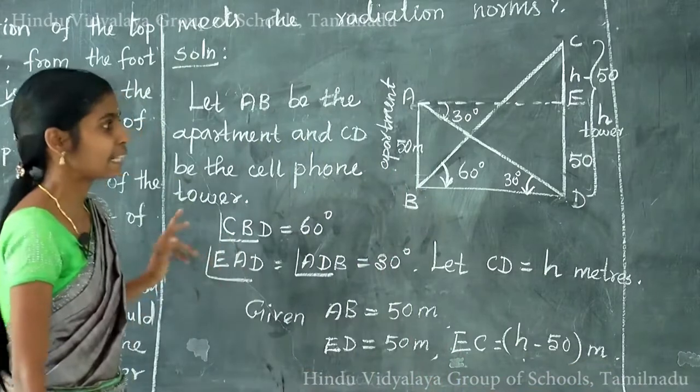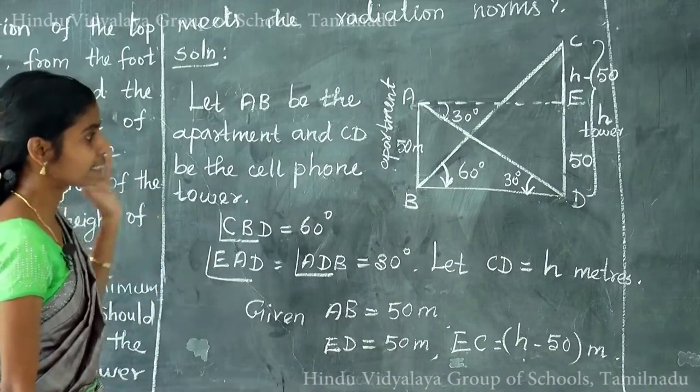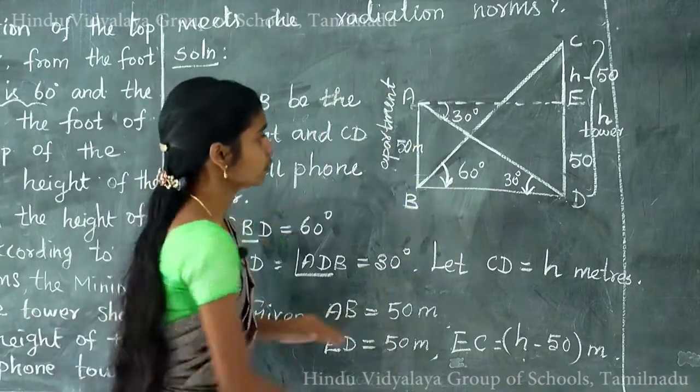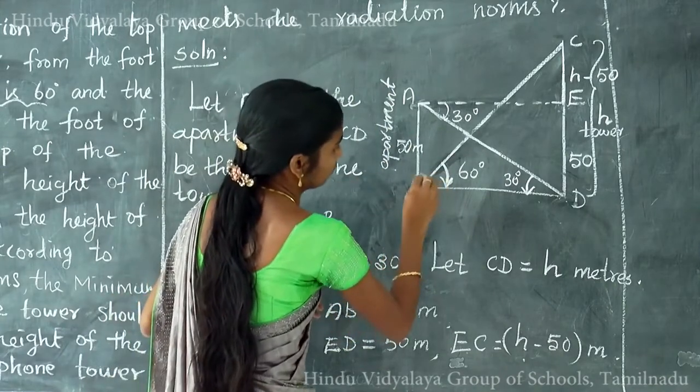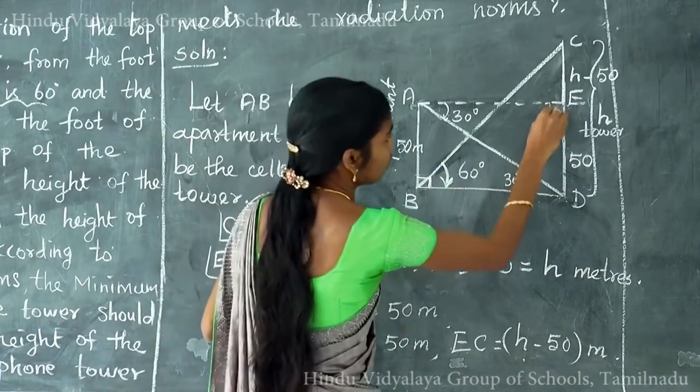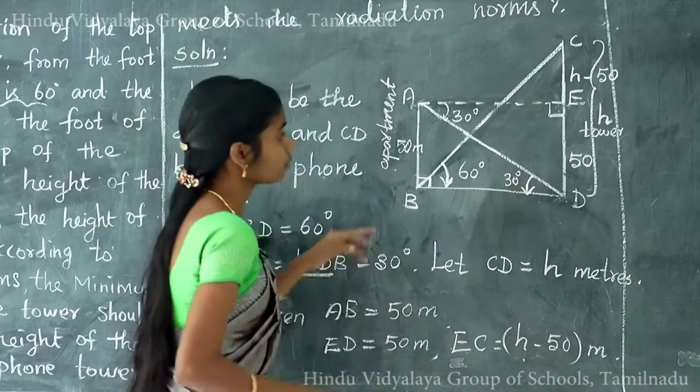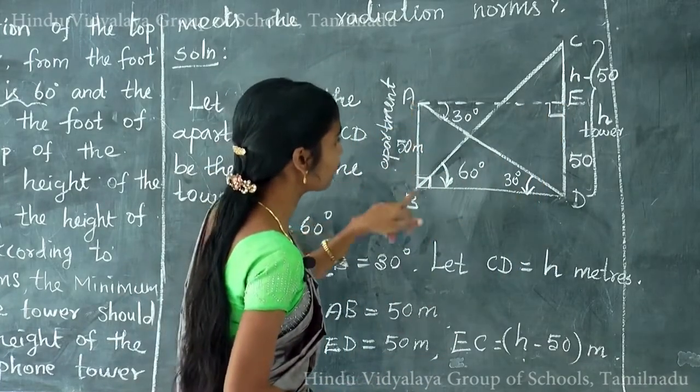Now look at the right angle triangle. First we look at the right angle triangle ABD. So this is a right angle. This is 90 degrees. This also 90 degrees. So first we look at the right angle triangle ABD.